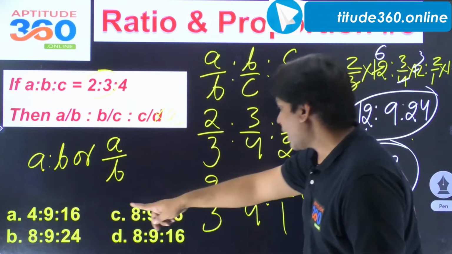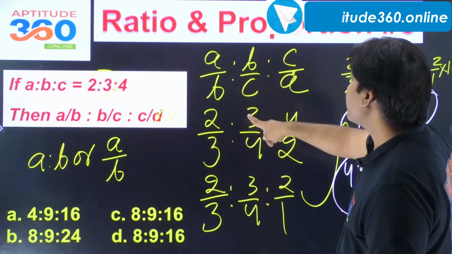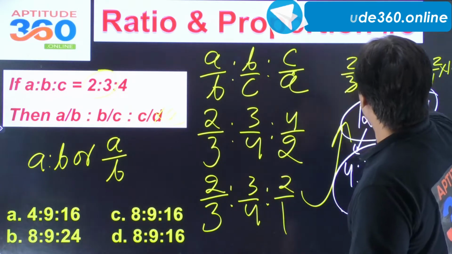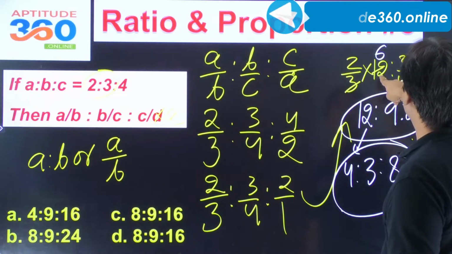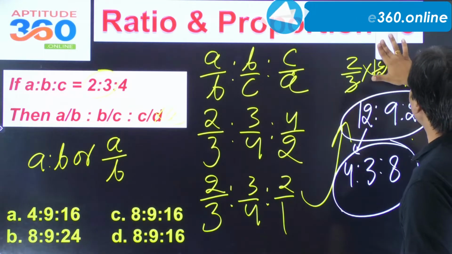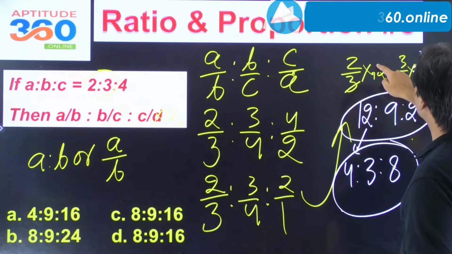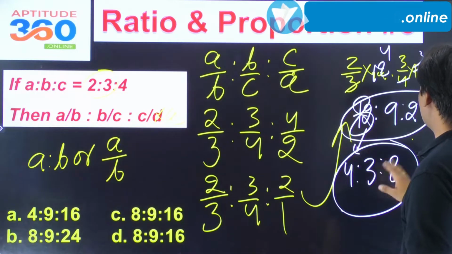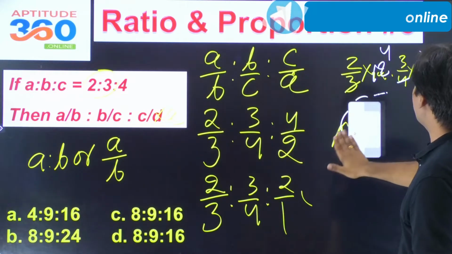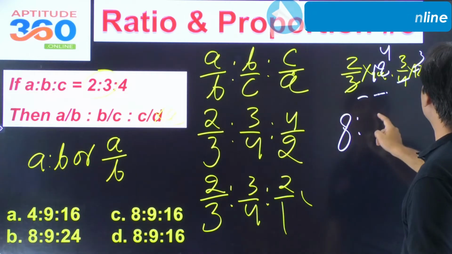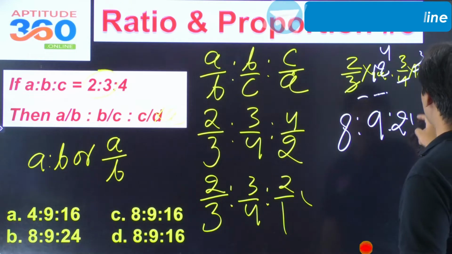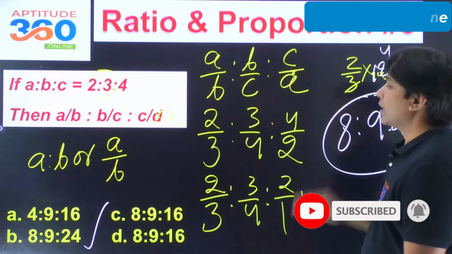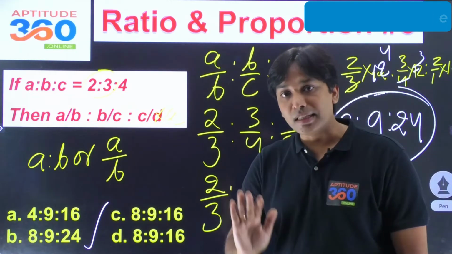Let me check it out because I don't see answers here. So this is going to be 2, 3, 3, 4, 4, 2, 2, 3, 3, 4, 12, 2 into, no, yeah, this is where I made a mistake, right? So this is going to be 4. So 4 is going to be 8. So this ratio will be 8 is to 9 is to 24. Yes, 8, 9, 24. This is the answer. So I made a mistake there. But you must be understanding the concept, right?